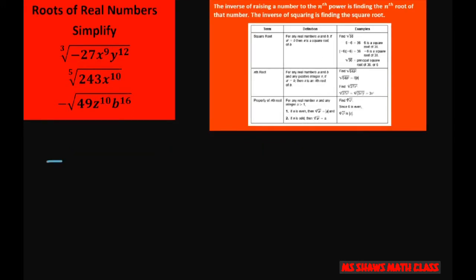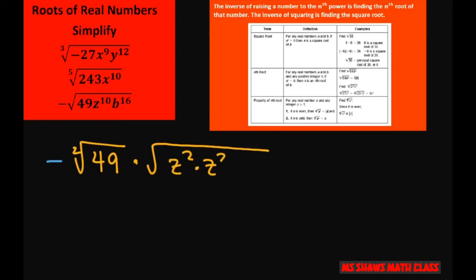Now for the last one, we still have our negative. It's a square root. So let's split this up. Square root of 49. Square root means 2. And on the z's, let's write this as z squared. And we're going to have to do 5 of these. One, two, three, four, 5.